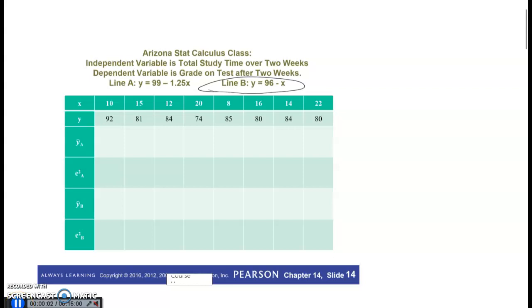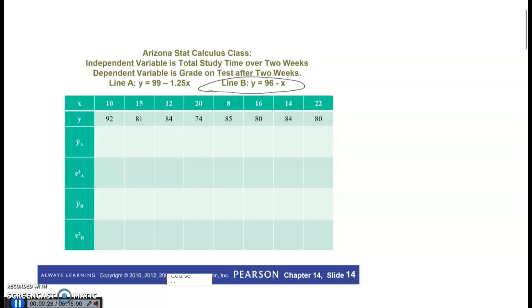So at the end of the last video, we looked at trying to find which of these two regression lines was the best fit for this particular set of data. And we found line B was the best fit because it had the smallest summation of the e squares, meaning it had the smallest errors. You can go back and look at the end of that. I don't have the values in here now.